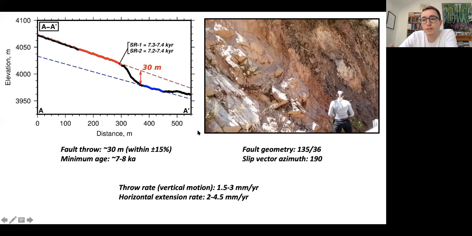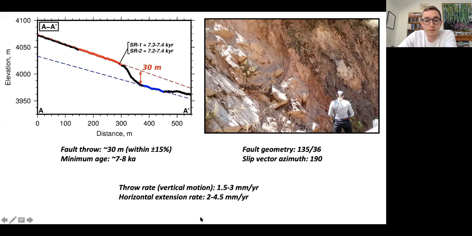If we actually want to calculate what this means for the rate of motion on the fault and the horizontal extension rate across the fault, we need some knowledge of the geometry of the fault and its slip vector. Thankfully, this is Aisling stood in front of a really beautifully preserved exposure of this fault plane in one of these gullies that was cut across the fault scarp. And we were able to measure the slickenlines and the fault geometry on this surface.